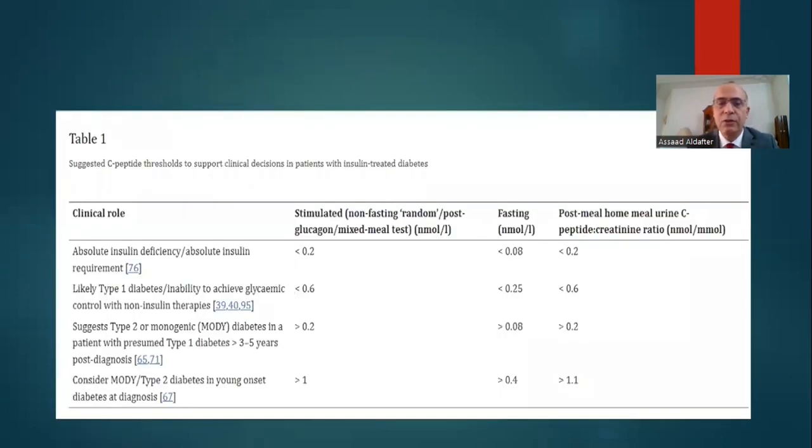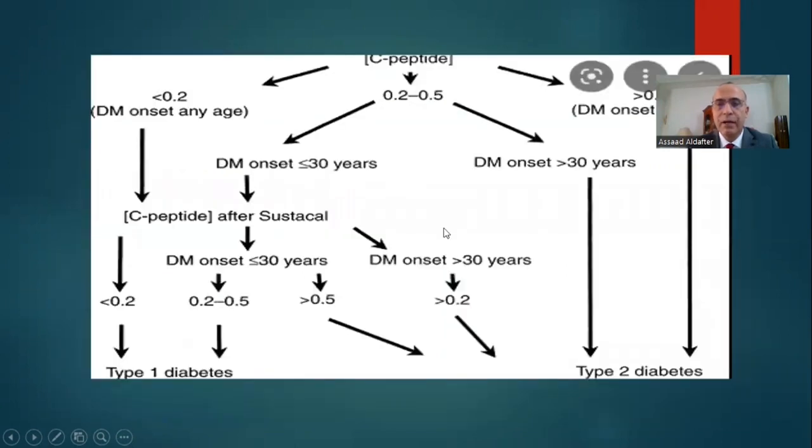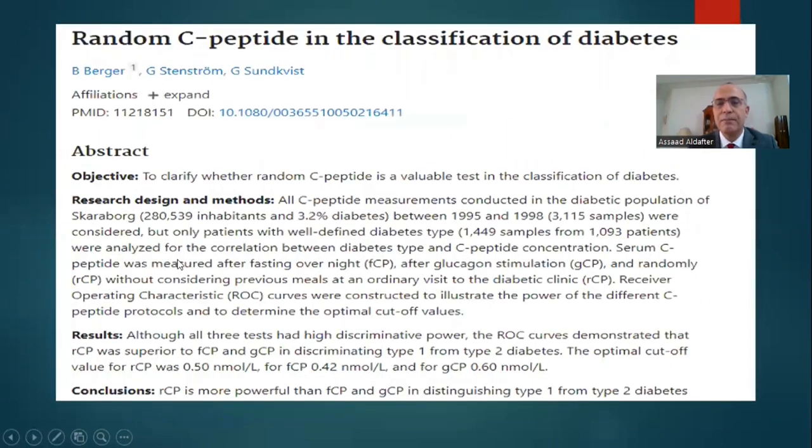The level we usually use is below 0.2, and this comes from many studies. We will discuss it soon. So absolute insulin deficiency is at a level below 0.2, and MODY or type 2 diabetes is at a level above 1.1. By this way, we can differentiate: if they are above 30 years and have a high level of C-peptide, they are type 2; with a level below 0.2 and age below 30, they are type 1 diabetes.